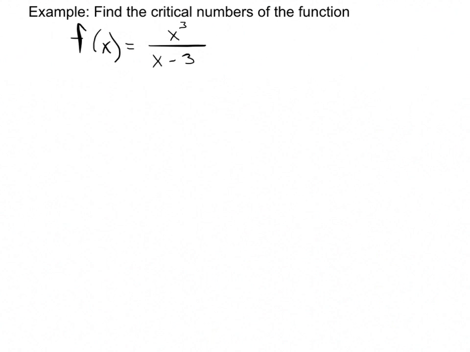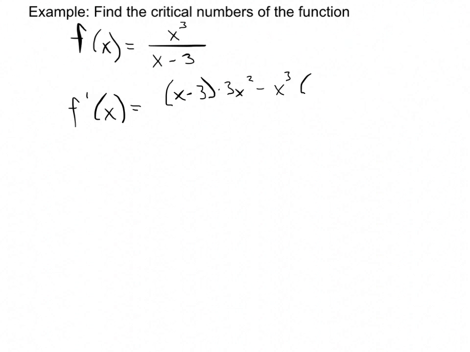So I think I've got an example here lined up for us. Yep, here we go. I want us to find the critical numbers of this function. So I've got f of x equals x cubed over x minus 3. Finding the critical numbers means I need to take the derivative. So hopefully you remember your quotient rule. In fact, I'd recommend you pause the video and make sure you can do this on your own. And there's a rhyme if that helps you to remember. So we've got low d high minus high d low.